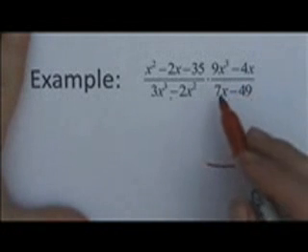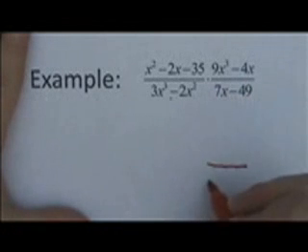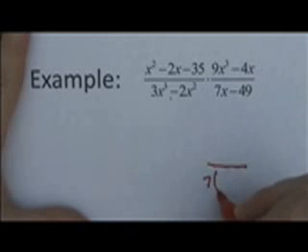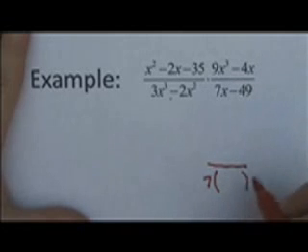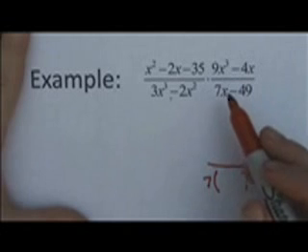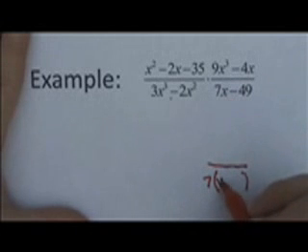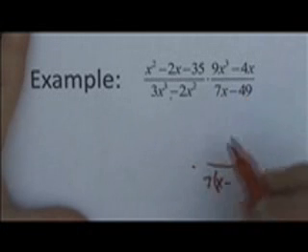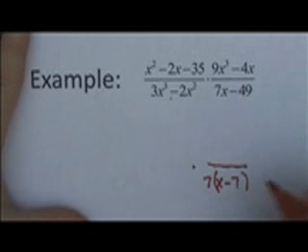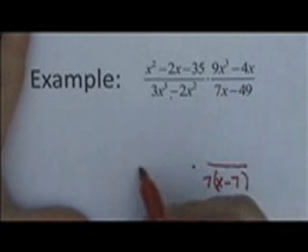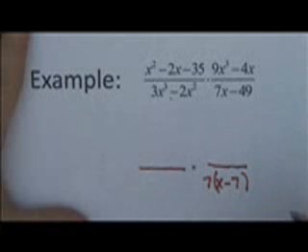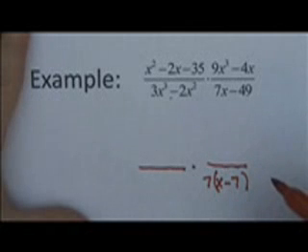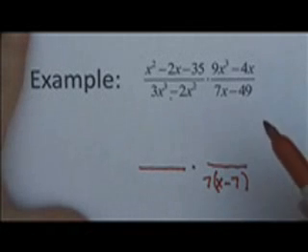7x minus 49. 7 and 49 have a 7 in common, so we'll take our 7. I take a 7 out of 7x, that leaves me with x. Bring the minus. If I take a 7 out of 49, that leaves me with 7. Alright, that one's done. Let's look for another easy one.